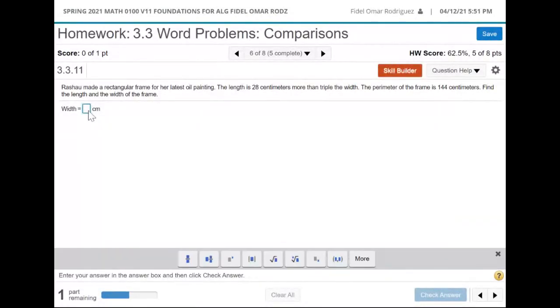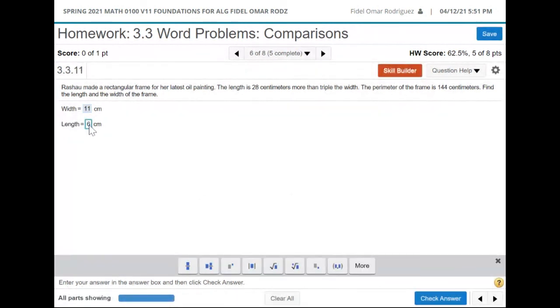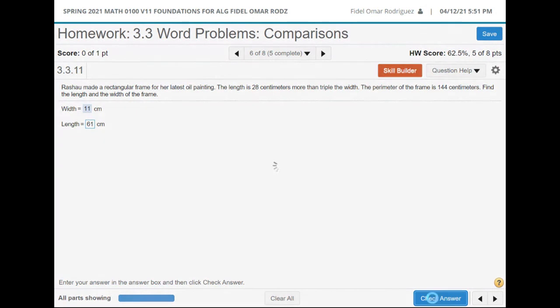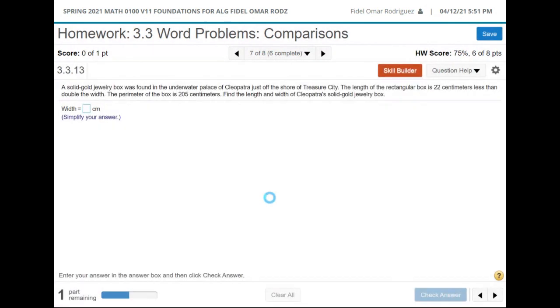Okay. And so we said the width was 11 centimeters. Check, good. And then for the length, I want to say we came up with 61. We'll check that one as well. Awesome. Very good. All right.